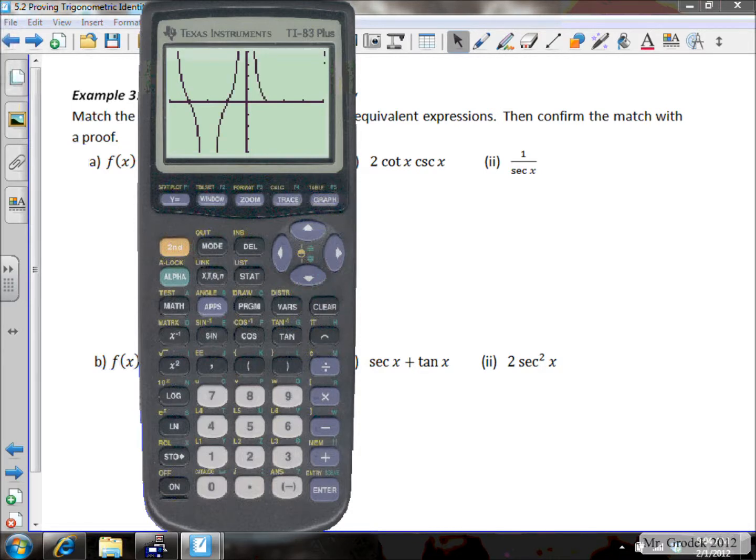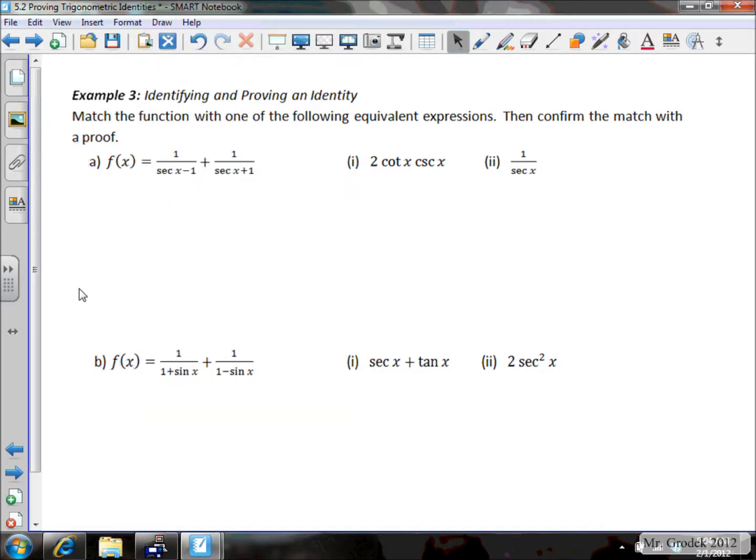Here's our first equation. Let's see if this one I just put in matches it. Look at that, it does. Okay. So it looks like our first option here matches. Now what we're going to have to do, we're going to have to confirm it with the proof.